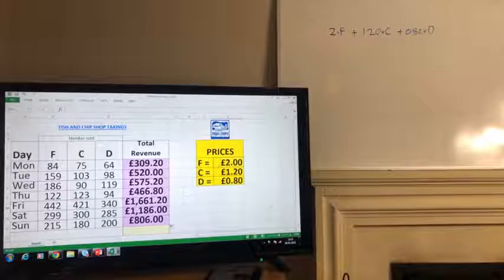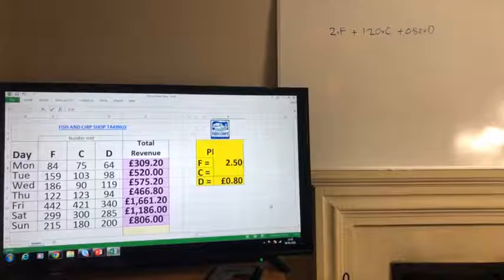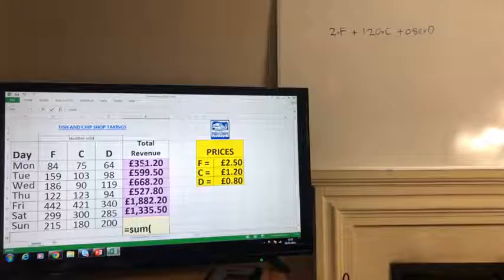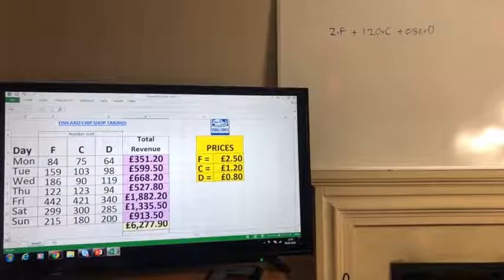Now, what if I decided to raise my fish price to £2.50? I could put £2.50 in there. Look what's going to happen to everything else. Everything else goes up. Okay, I could even work out my total of everything all together. So I'm making, in a full week there, £6,277. Not bad at all.